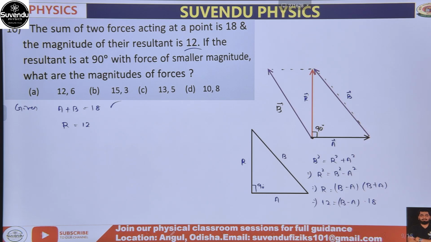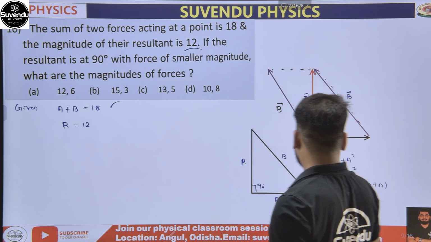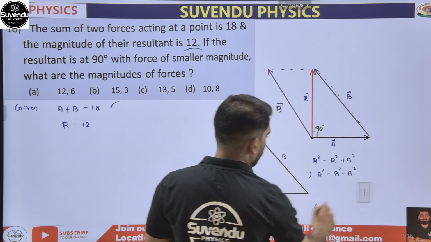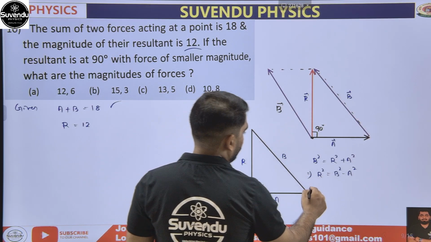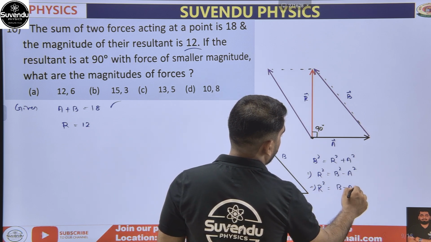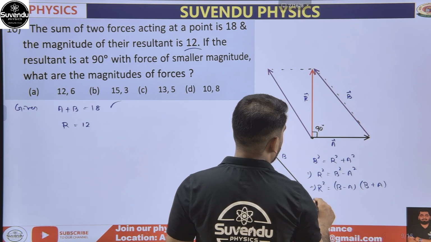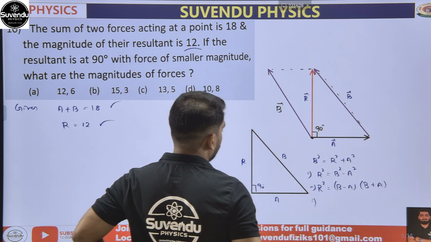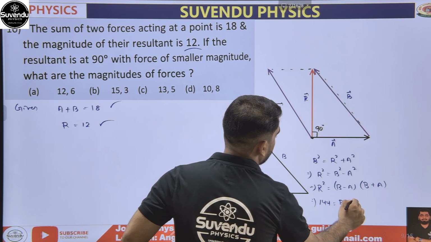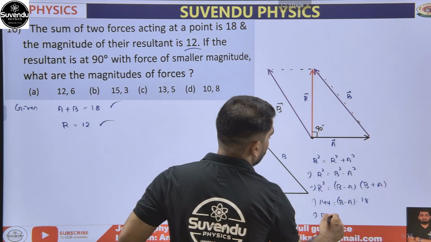Oh, there is a mistake, sorry, this line is correct. So r square is equal to b minus a into b plus a, perfect. So r square is how much? 12, 12 whole square, how much is it? 144, equal to b minus a into 18.